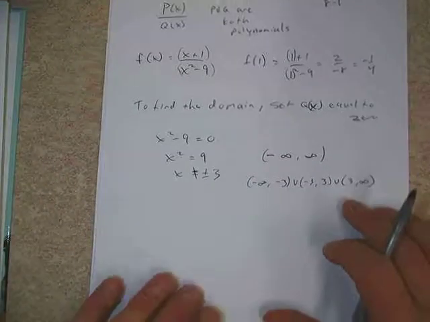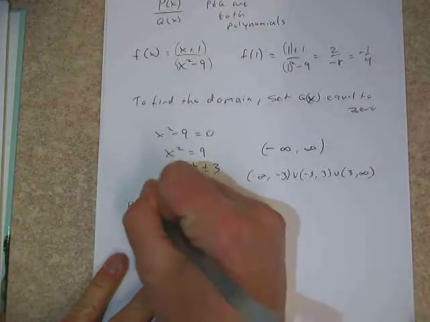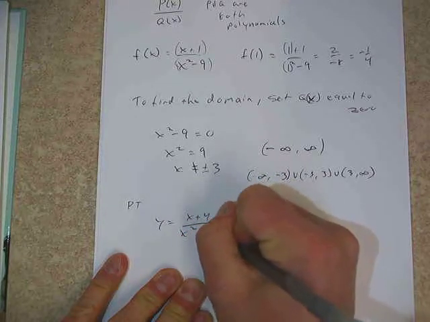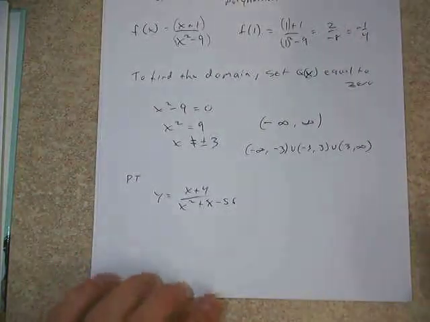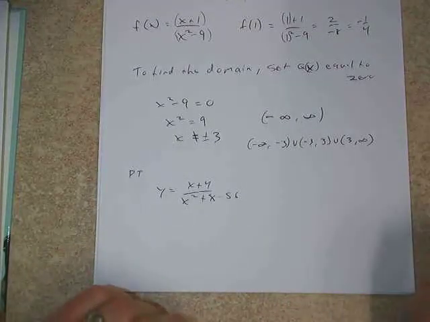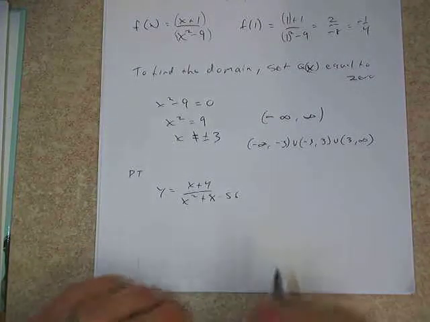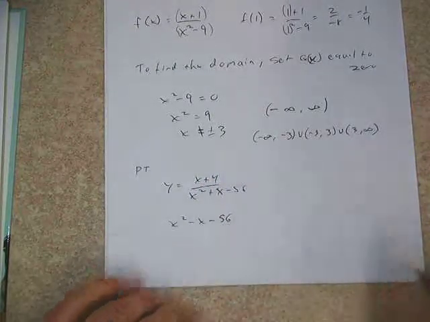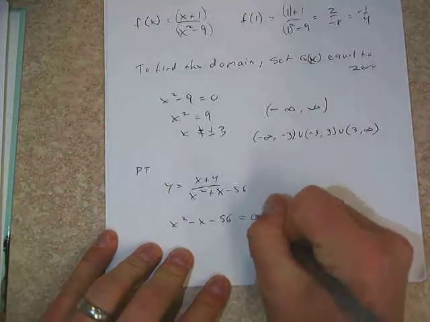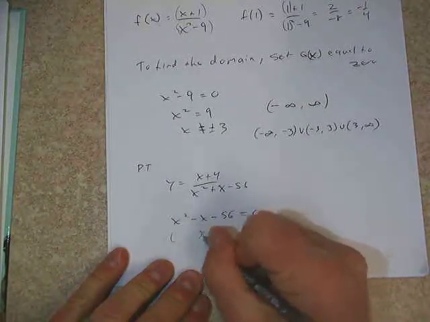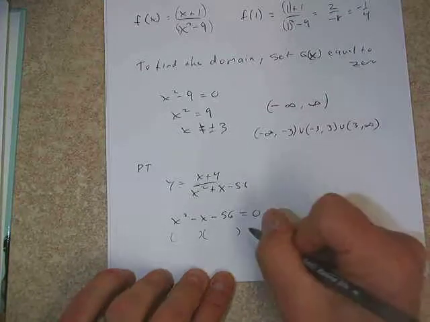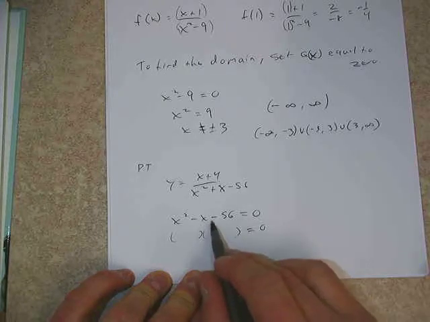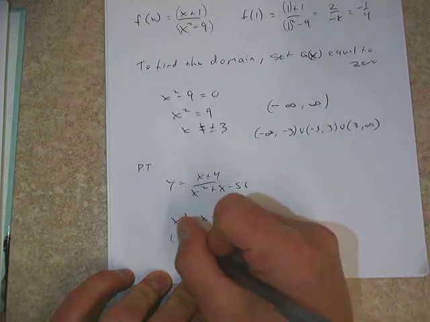Okay. So, if you would, with me, take a look at practice test number 13. You have y equals x plus 4 over x squared plus x minus 56. Ultimately, the issue here is, can we find the domain? If we want to find the domain, our rule that we just wrote is to set the bottom, the q of x part, equal to 0 and solve. We know how to solve a quadratic equation. Hopefully this factors. If not, we'd have to use the quadratic formula.